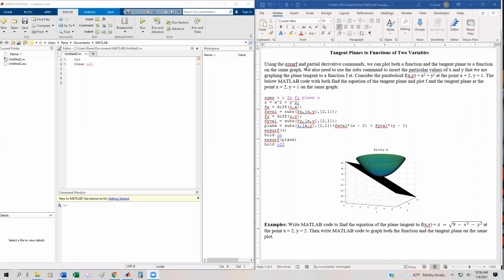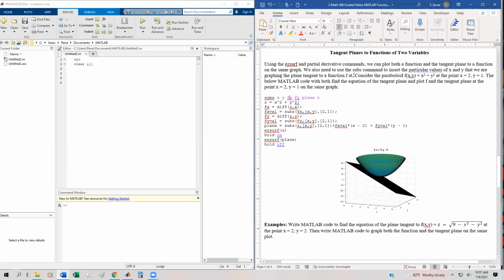And so what we're going to do is find the partials. We're going to substitute values at a specific point into the partials, and then we're going to build the equation of a tangent plane. All right, so I'm going to outline the code as to how we're going to do this from an example I drafted, and then we're going to work through an example of a different function.